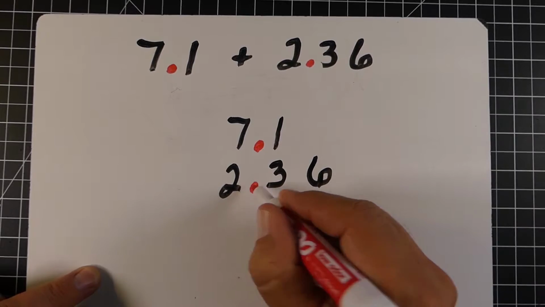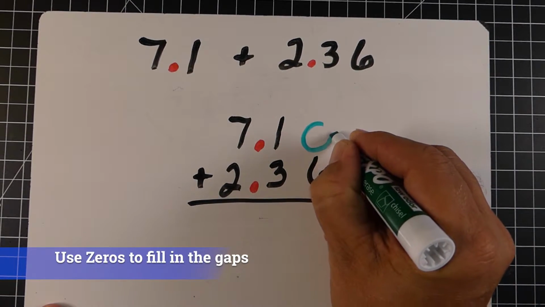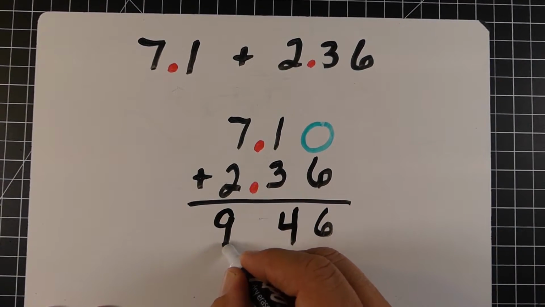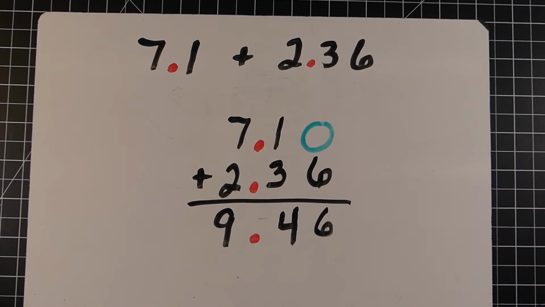Here's another example. Sometimes you don't have the same amount of numbers to the right or to the left. So if you want, you can add zeros to the end to fill in the gap. The decimals are lined up and just add like normal.